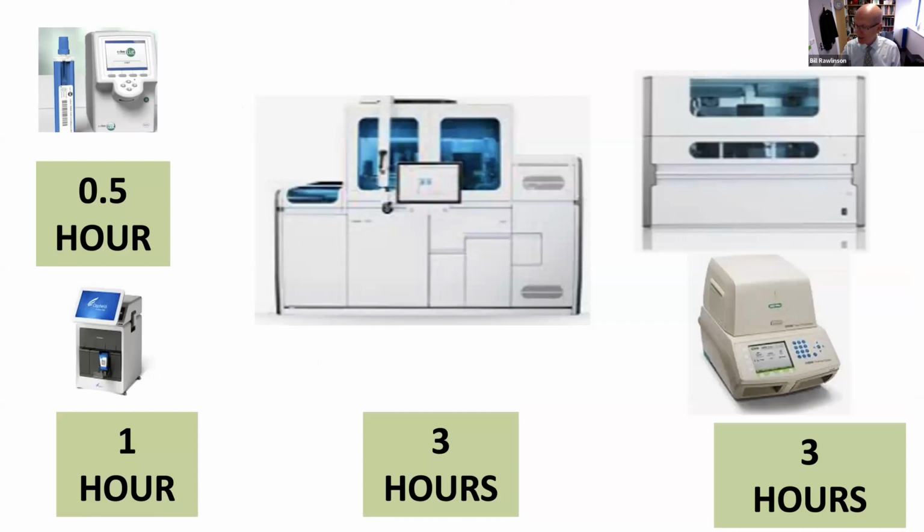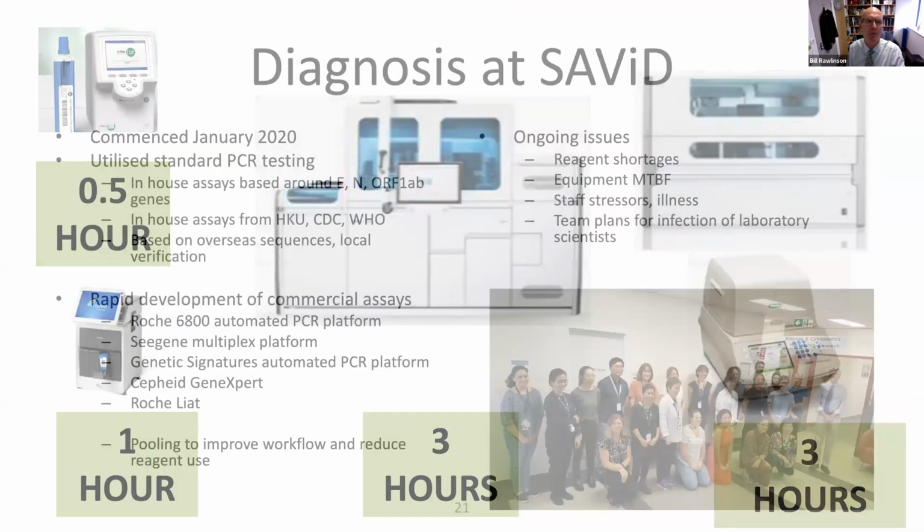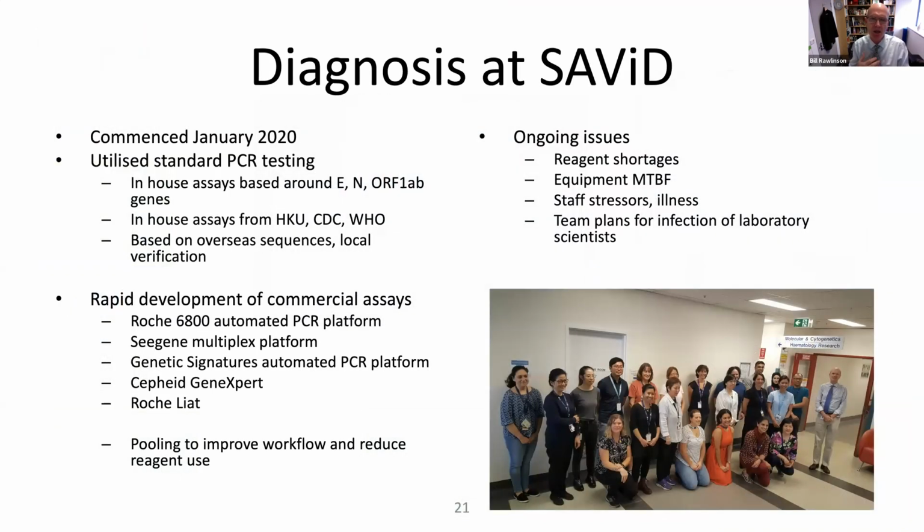And over that time, there's been development of equipment that's gone from very large scale processing machines that take about 3 hours to things like this machine, which takes about half an hour. And of course, we've now gone to rapid antigen tests, which people do in their own home. And so we started testing in my laboratory that I direct in January 2020.